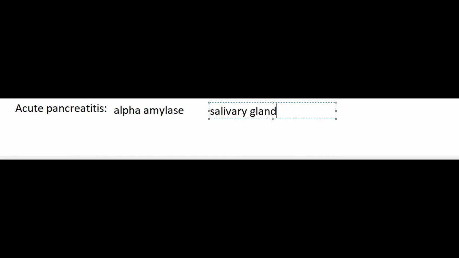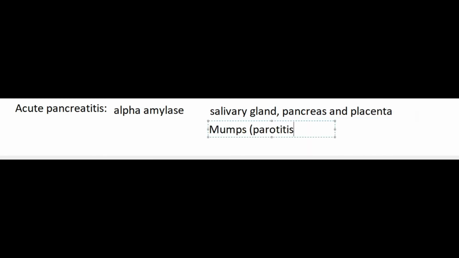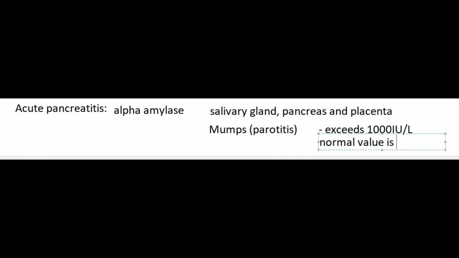The next disease is acute pancreatitis and parotitis, which is another name for mumps. So the enzyme responsible is alpha amylase, which breaks down starch to maltose, which are carbohydrates. So this enzyme is present in the salivary gland, which is why it is specific for parotitis, in the pancreas, which is why it is specific for pancreatitis, and in the placenta. In mumps, which is parotitis, it exceeds 1,000 international units per liter when the normal value is only 50 to 120 international units per liter. So this tells us how specific it is for the disease and how helpful it is for diagnosis.